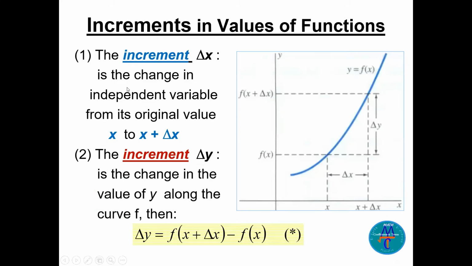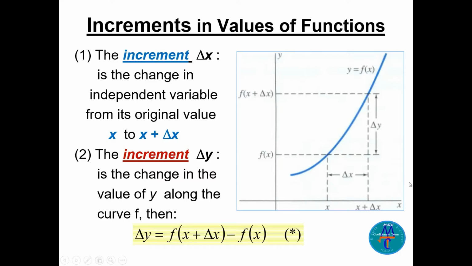Now let's define increment. There is an increment delta x and there is an increment delta y. Increment is an amount increased to x. So x will go to x plus delta x. Suppose we have x. If we add an increment delta x, it will be x plus delta x. Delta x is a very small number. Maybe x is 2 and delta x is 0.1 or 0.03, whatever.